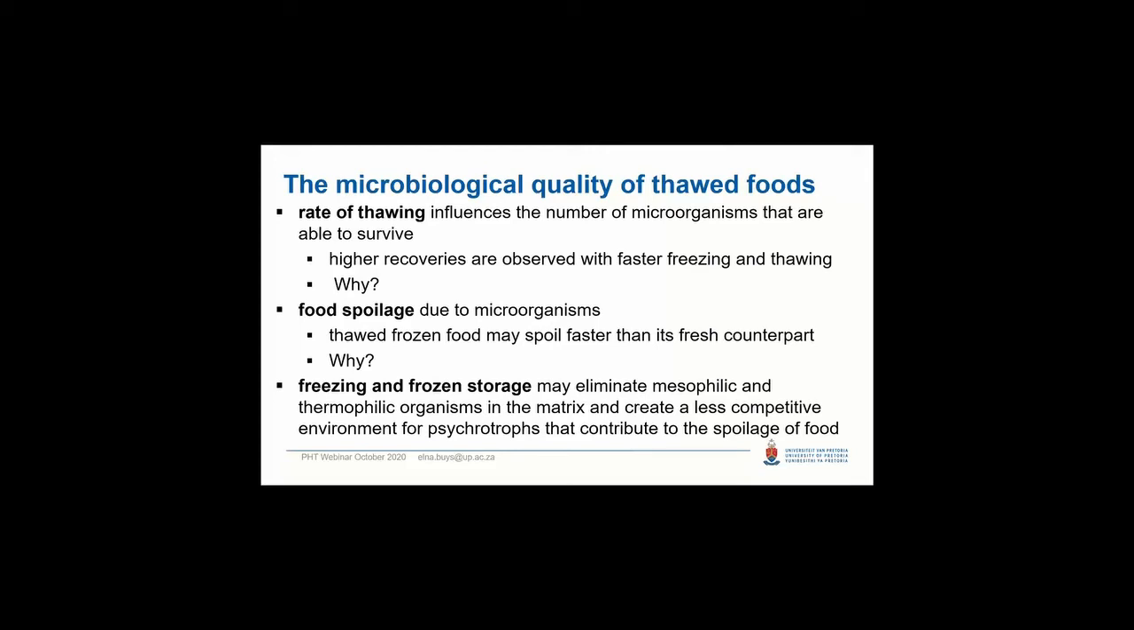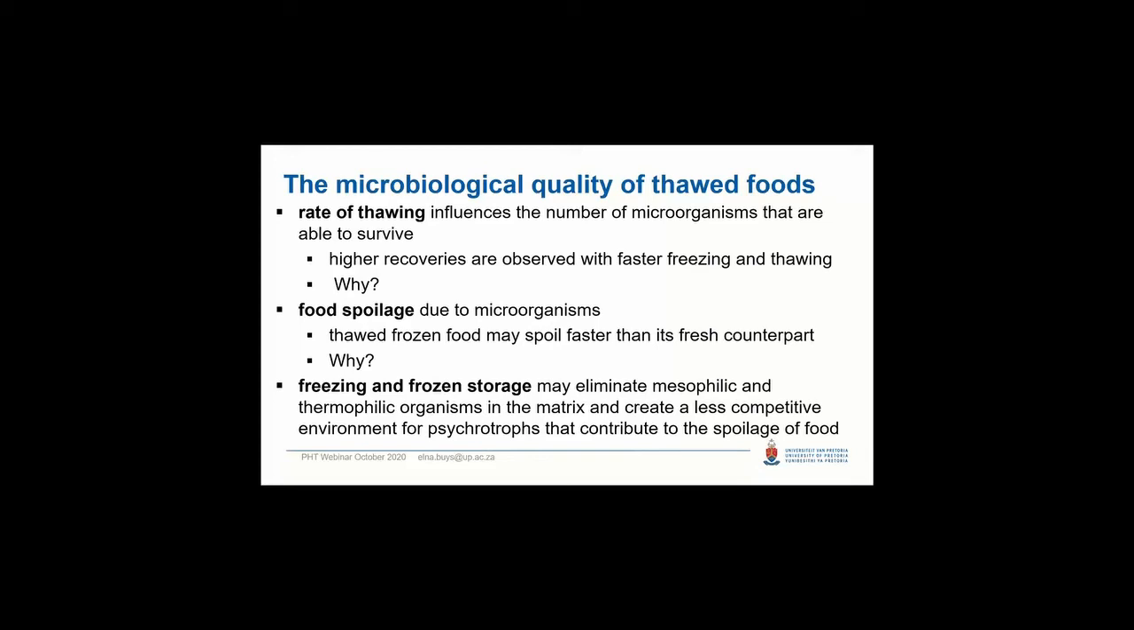If we look at food spoilage due to microorganisms, the thawed food may spoil faster than its fresh counterpart. This is possibly due to textural changes from freezing and thawing, which may help the surface organisms enter deeper into the components of the food and facilitate the spoilage process more quickly and thoroughly. Also, water condensation and water-soluble nutrients that appear on the surface of thawed foods may help the spoilage microorganisms grow faster.